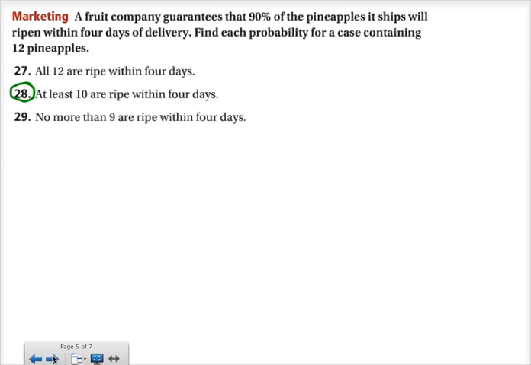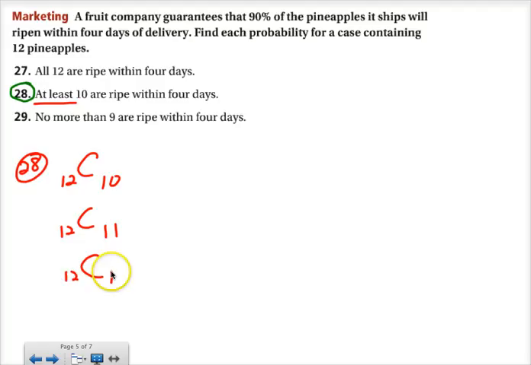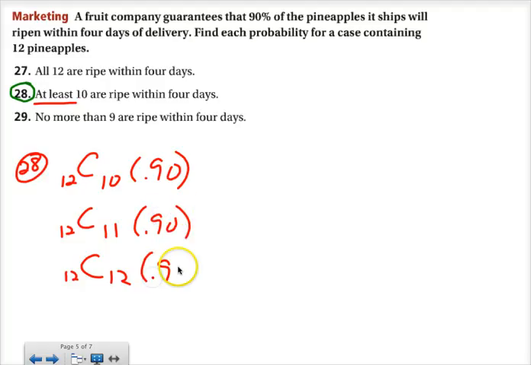Then number 28 says we have a fruit company that guarantees 90% of the pineapples it ships will ripen within 4 days of delivery. Find each probability for a case containing 12 pineapples. So in number 28 it says at least, and again those are those dreaded words right there, at least 10 are ripe within 4 days. So out of the 12, it could be 10 of them, it could be 11 of them, or it could be all 12. And they guarantee 90% of the time that that's going to happen.